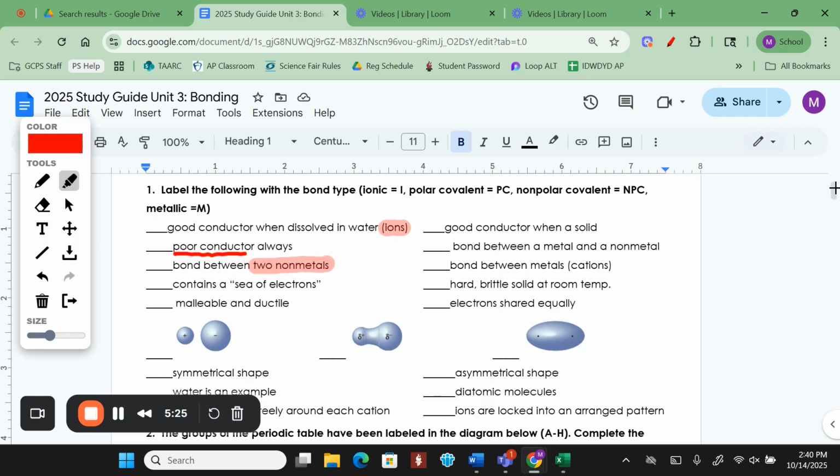If it contains a sea of electrons, that is going to be an M, metallic bond. You definitely want to know what is happening with the electrons of every type of chemical bond, and sea of electrons is a phrase that we tie with metallic. This happens because the electrons are free moving, or we can also say delocalized.